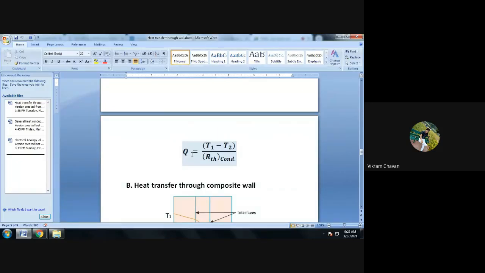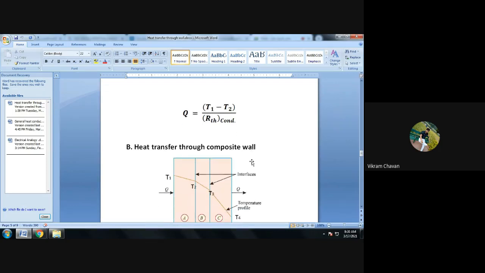So R_th is the thermal resistance for conduction heat transfer. R_th means thermal resistance, and conduction shows that it is the resistance for the conduction heat transfer. Now this is about the first part, that is heat conduction through a plane wall. Now the second part of this particular point is heat transfer through a composite wall.